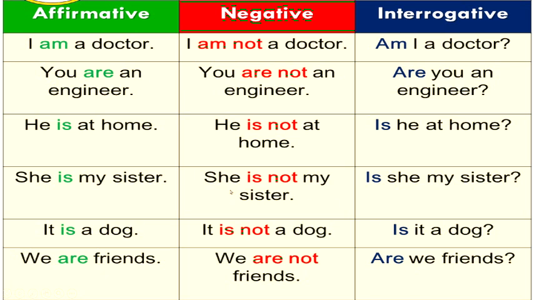So please, it is a very important slide. Whenever you have is or am or are as your main verb in simple present tense, then we are adding the word not to make it negative, and we are taking them before the subject to make them interrogative. Do or does are not used. Okay, so remember this point. With is, am, are, do or does are not used.